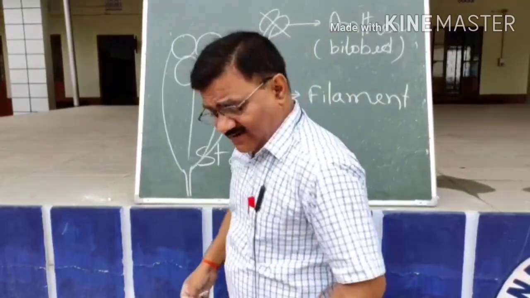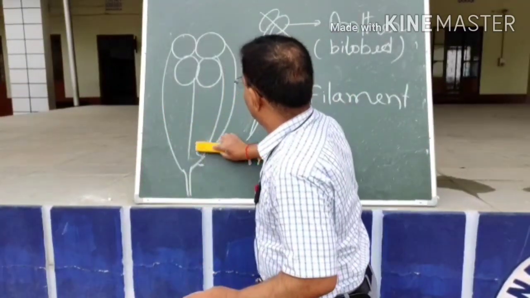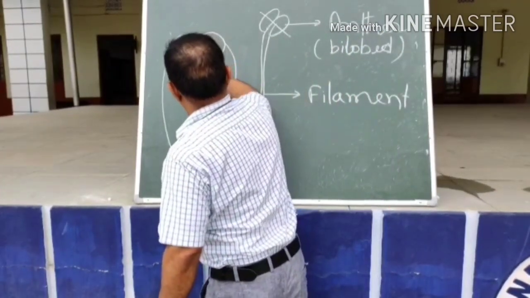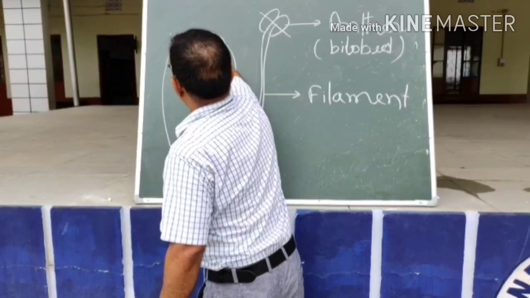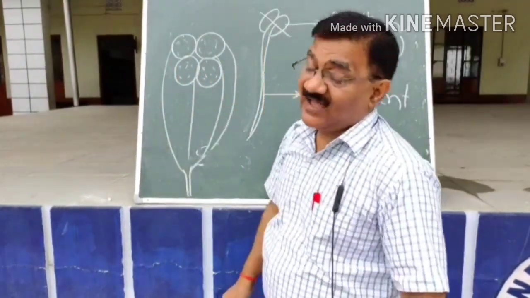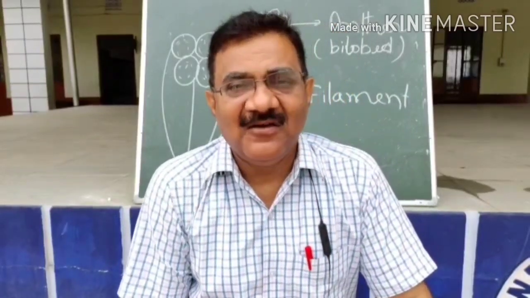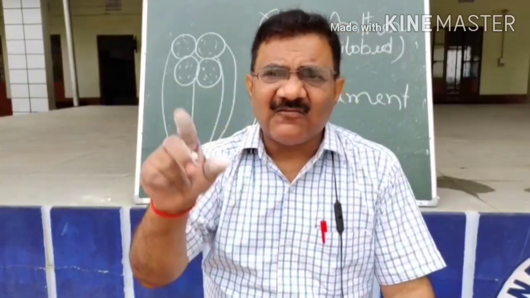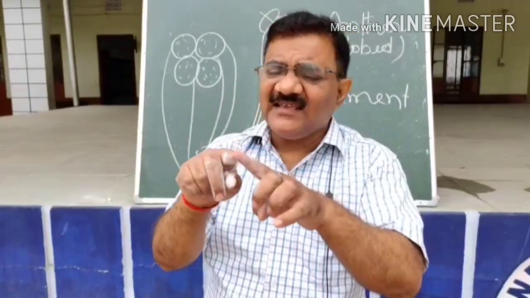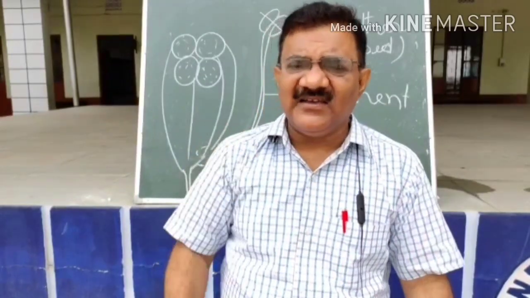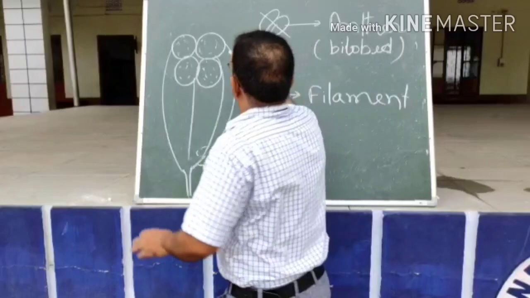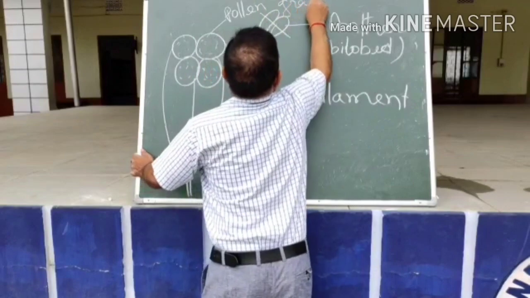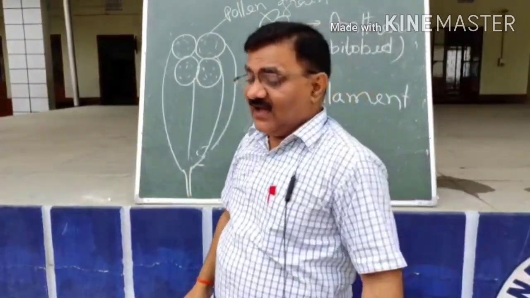And inside this, some powdery material is there. That I will show, that can be seen only with the help of a microscope. But here, you can feel that while we touch a flower, a certain sticky substance sticks to our finger. That is the pollen grain. Very important part. That is the pollen grain.